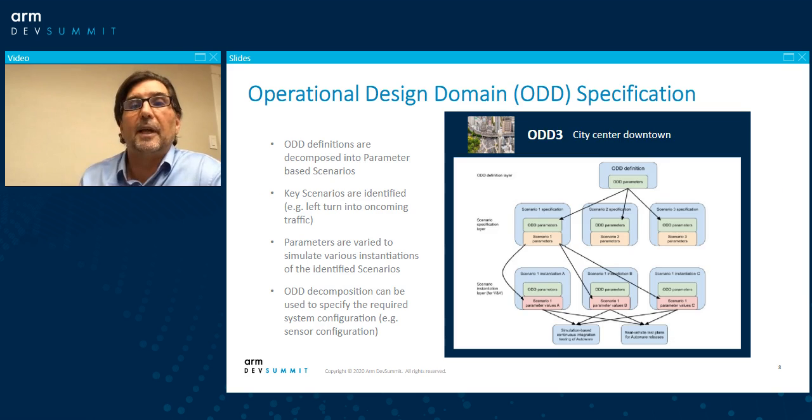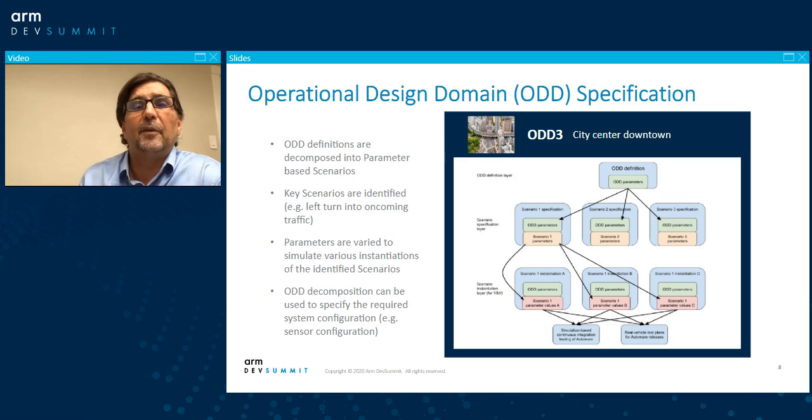Which leads me to the next slide here, where we take these operational design domains. In this case, I'm taking the example of a city center downtown as one that we would focus on, and we start to break it down into scenarios that you might experience within that type of ODD. So for example, in a dense urban environment, one of the more challenging scenarios that you may come across is the left turn into oncoming traffic.